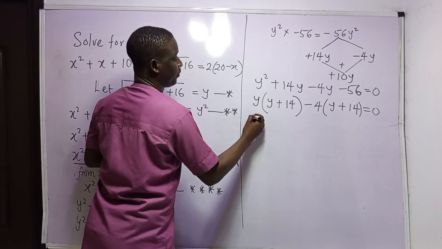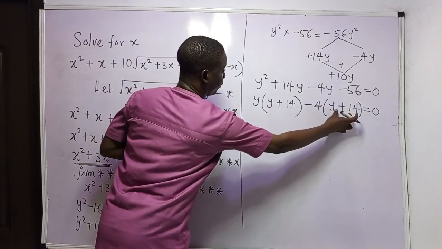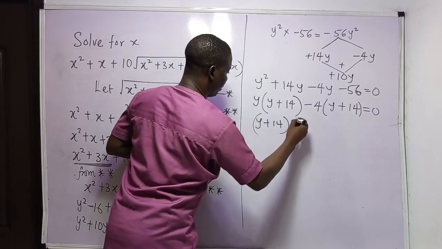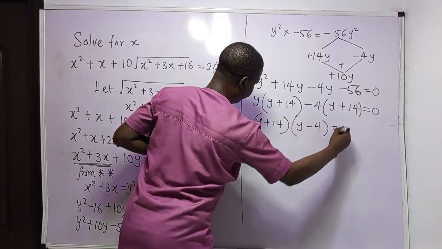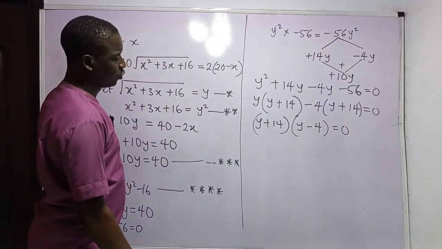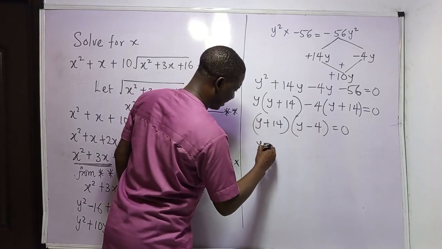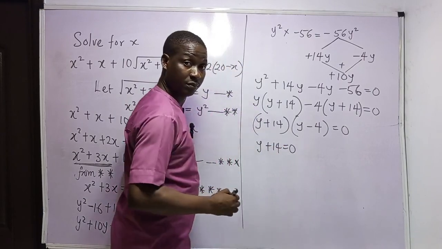equal to 0. So we factorize further. y plus 14 is common on both sides. So bring it out. y plus 14 into bracket, then y minus 4 equal to 0. Now, having done that, what we're going to do now is make y the subject. So y plus 14 equal to 0.